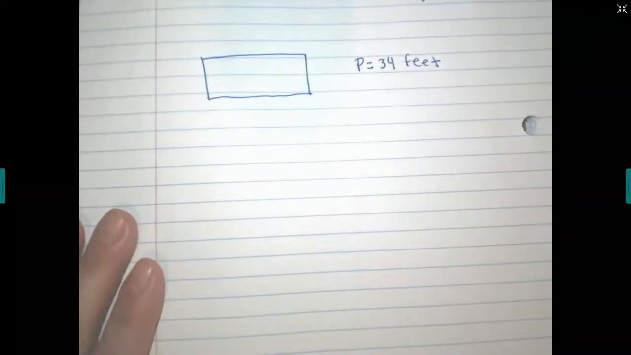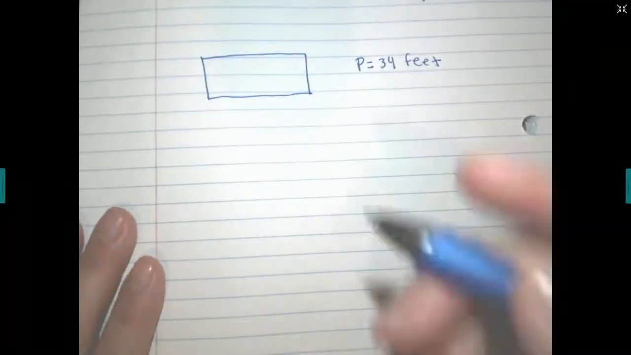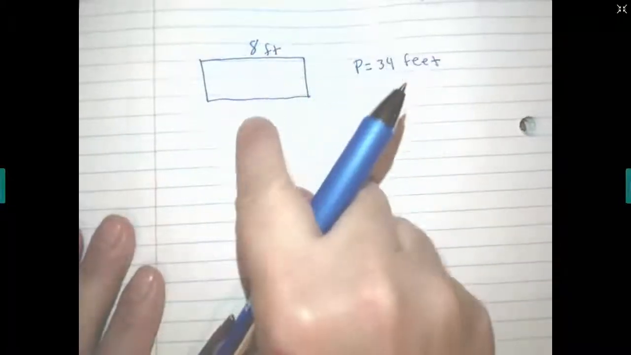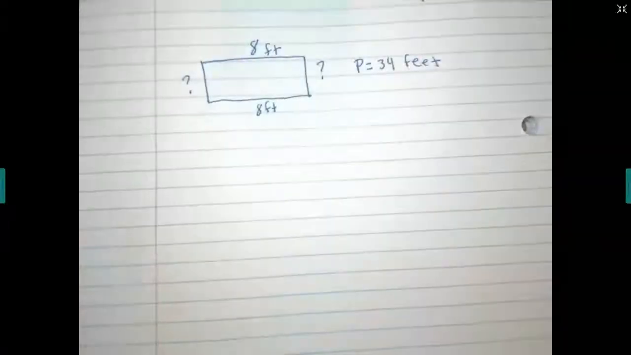That means if I add up all the sides around the rectangle, I will get 34. We know that the length is 8 feet, so just pick a side and put 8 on it. And what we also know about rectangles is if one side is 8, the other side is 8. So the question is, what is the width? So we're trying to figure out the two missing sides.